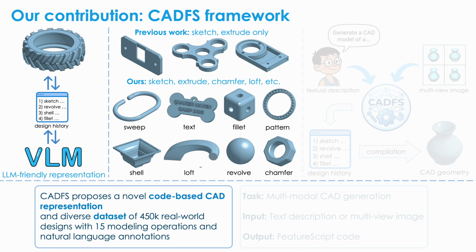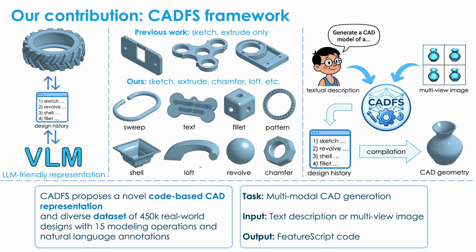Compared to prior datasets limited to sketch and extrude, our dataset covers 15 operations such as chamfer, loft, revolve, text, and more. Finally, we show that a large vision language model trained on the new dataset for text condition generation and image condition reconstruction tasks can successfully model complex designs beyond sketch and extrude.